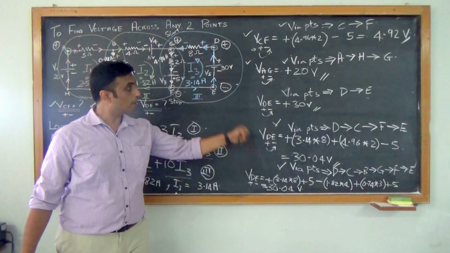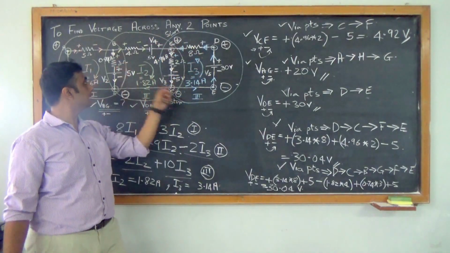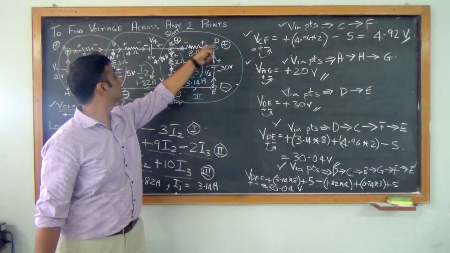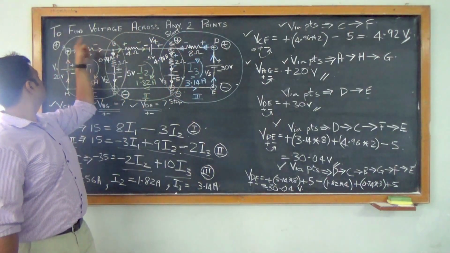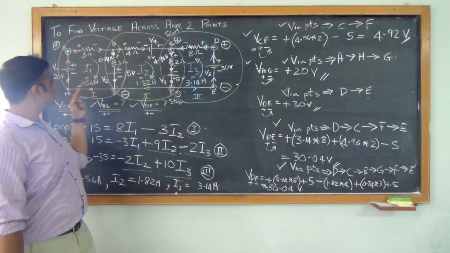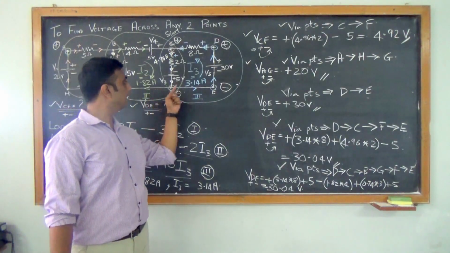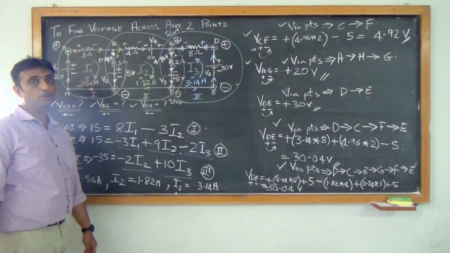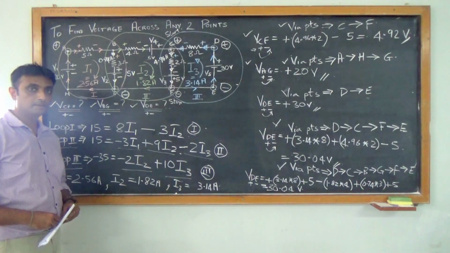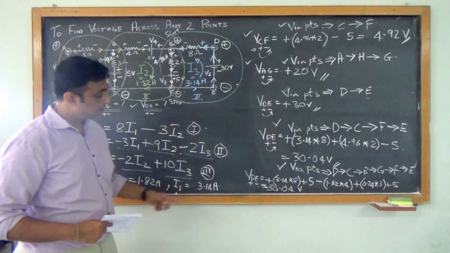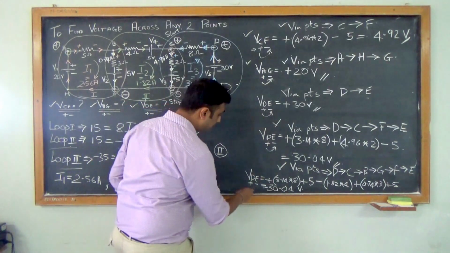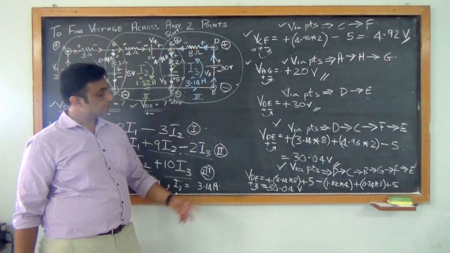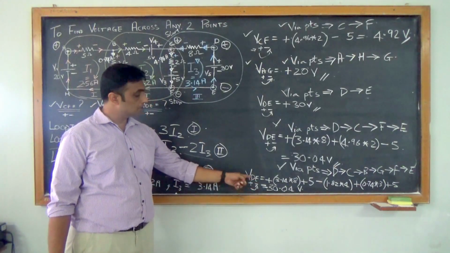So in this way, no matter which loop you take, you will get the same result. Even if you take the loop BC, CB, BA, AH, HG, GF and FE, you will also get the same value, that is 30.04 volts. Now this is basically taking your start point from D and moving to E. As I told you, you can even move from E to D.